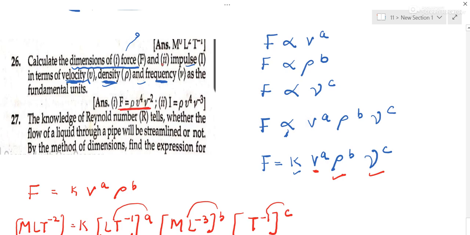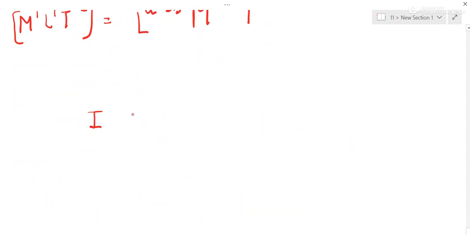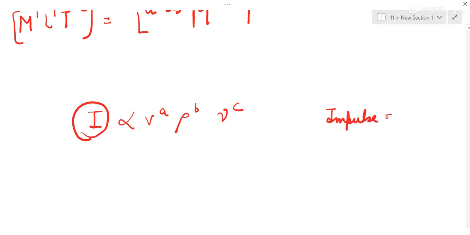And similarly, there is one more numerical in which impulse depends upon velocity, density and frequency. Okay, so impulse depends upon velocity, density and frequency. Just remember what is impulse. What is the dimensional formula of impulse? It is force into time. So what is most important? To know the general formula and dimensional formula. Then only you will be able to do these numericals.